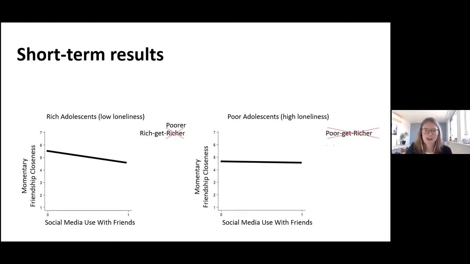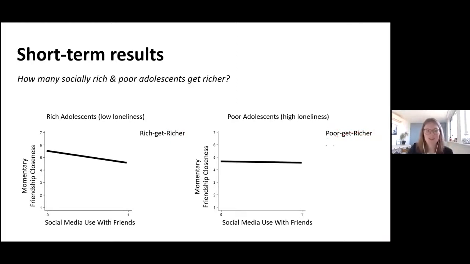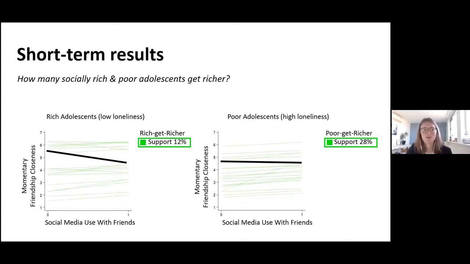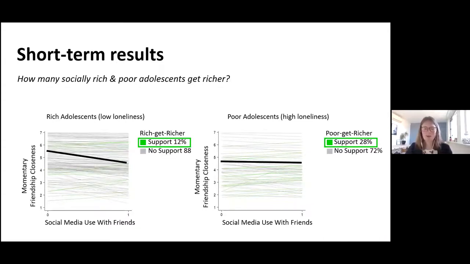However, we had some striking N=1 findings. Specifically, if you look at the question, how many socially rich and poor adolescents get richer, we found that for 12% of the adolescents who are rich, the rich get richer hypothesis was supported, as compared to 28% of the poor adolescents for whom the poor get richer hypothesis was supported. So at short term, it seems like we have a winner, so that the poor get richer hypothesis received the most support. It also means that there were quite a lot of adolescents for whom these hypotheses didn't hold. Often we even found that those adolescents got poorer instead of richer over time.